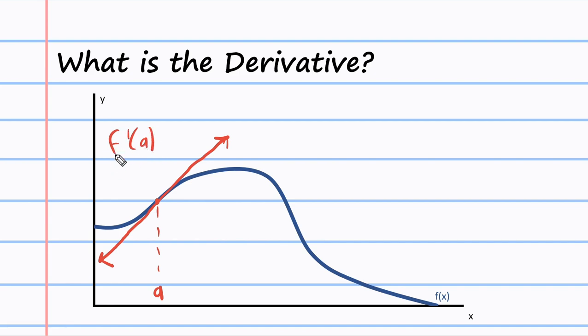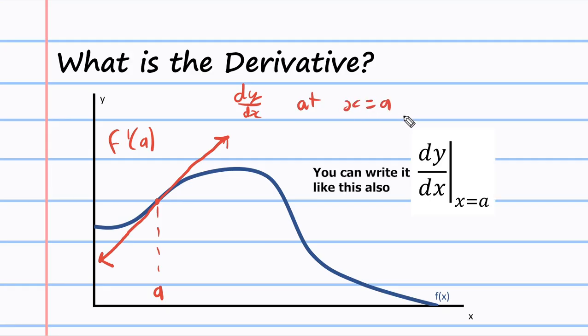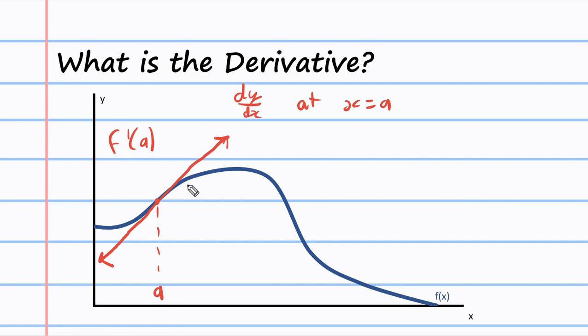So the derivative would be f prime of x, and if you want to evaluate the derivative at x equals a, you would write f prime of a, and f prime of a equals the slope of this line, which is tangent to the graph, okay? This would also be dy over dx at x equals a, okay? dy/dx and f prime of x mean the same thing. There are different ways to notate it.